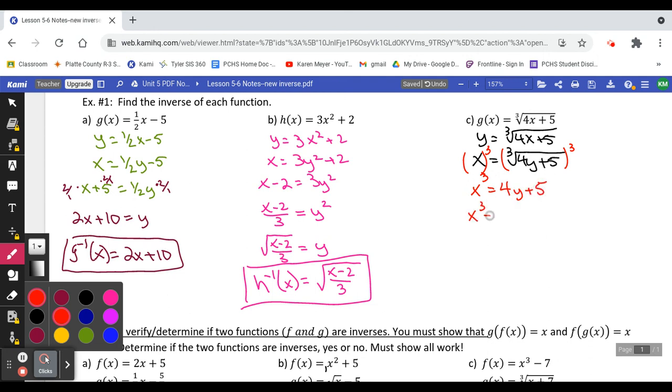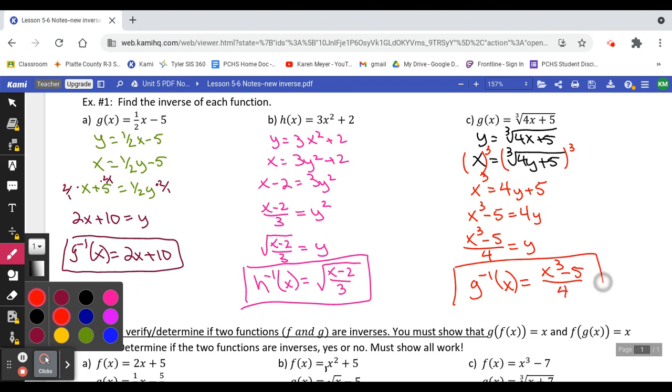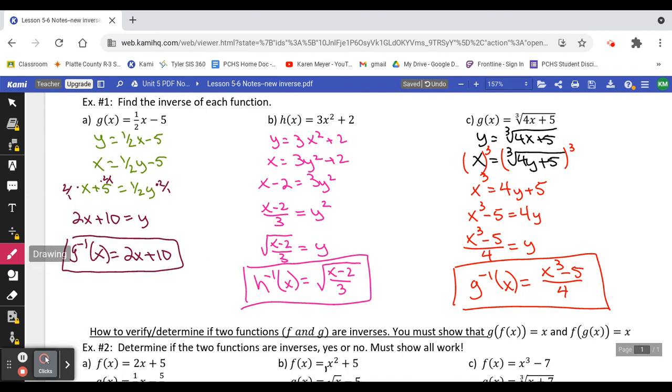Now I can subtract the 5 over, and then I can divide by 4. So x to the third power minus 5 all over 4 equals y. So now I'll put in my inverse notation. So g to the negative first of x equals x to the third power minus 5 over 4. Okay, next part.